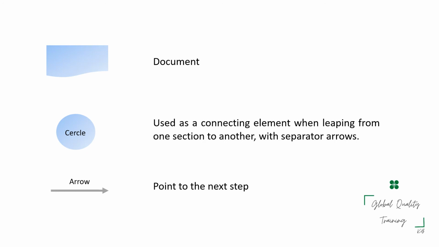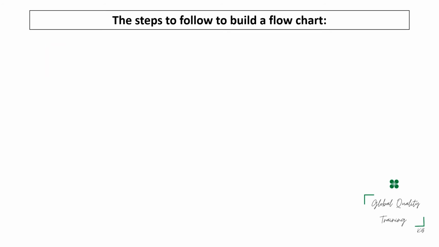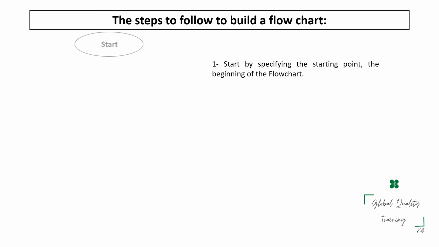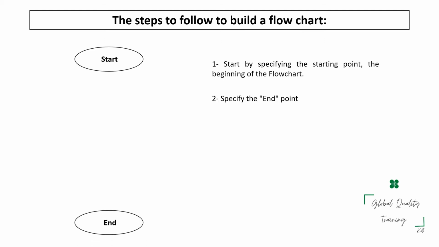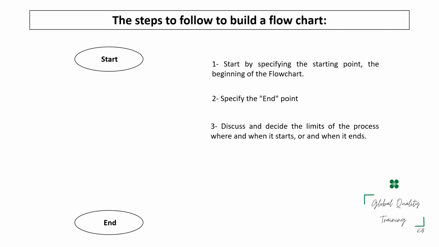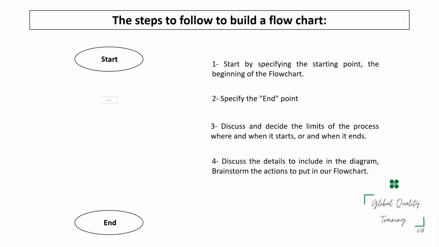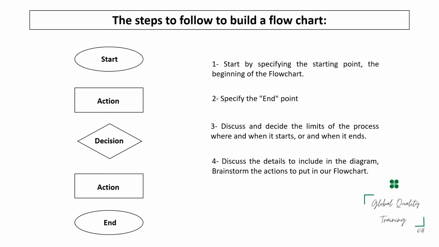Now let's move on to the steps to follow to build a flowchart. So we start by specifying the starting point, the beginning of the flowchart, to better frame the process. Then we specify the end point, discussing and deciding the limits of the process, where and when it begins, or where and when it ends. After that, we discuss all the details to include in the diagram and brainstorm the actions to put in our flowchart, and finally we arrange the sequence of the activities.